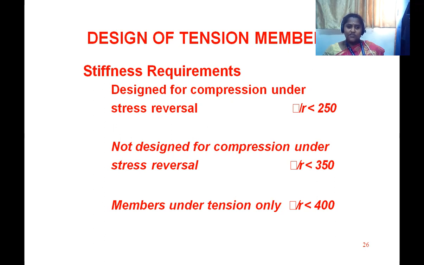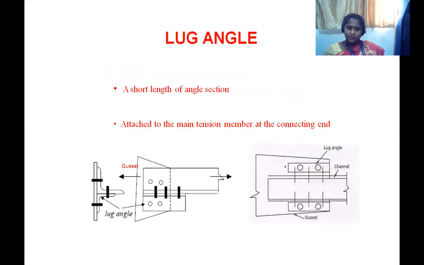Now coming to the stiffness requirements, under three categories. What are the three? One is whether the member is going to be designed for compression under stress reversal, or it is not going to be designed for compression under stress reversal. And the third one, members going to be designed only for tension. You have to consider this also based on choosing the member.